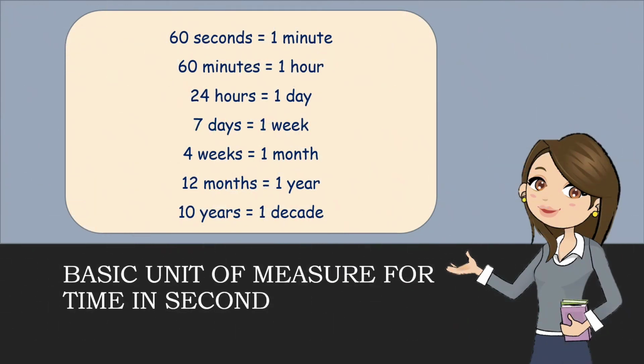Now let us move on with the basic unit of measure for time, which is seconds. We also have conversions using time. So we have here 60 seconds is equivalent to 1 minute. 60 minutes is equivalent to 1 hour. 24 hours, that is 1 day. 7 days, of course, that is 1 week. And 4 weeks, that is 1 month. And 12 months, that is 1 year. And lastly, 10 years is equivalent to 1 decade.